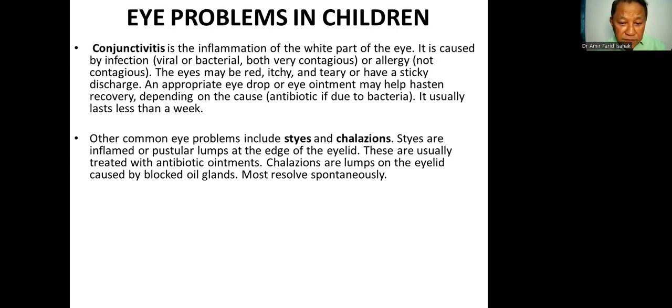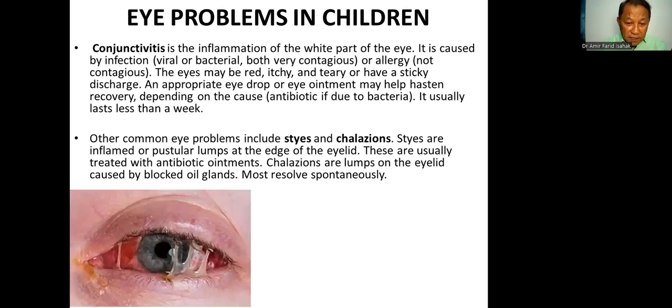Other common eye problems include styes and chalazions. Styes are inflamed or pustular lumps at the edge of the eyelid. These are usually treated with antibiotic ointments, while the chalazions are lumps on the eyelid caused by blocked oil glands. Most resolve spontaneously. Okay, of course, you have eye infections, right?